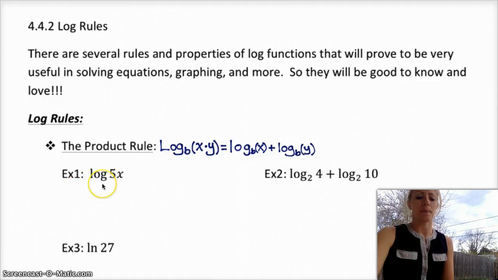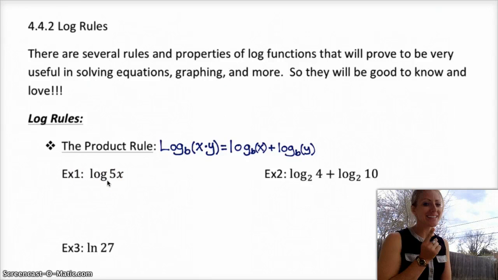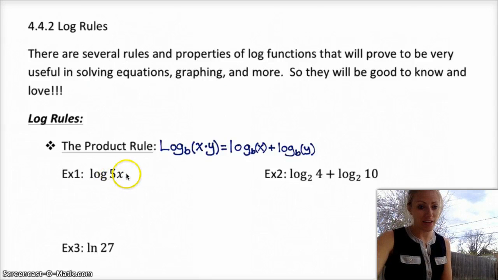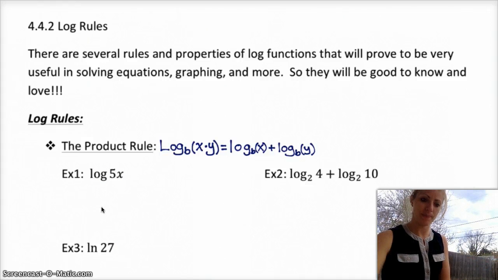The directions for the next couple examples are expand or condense the following logs. This first example is log of 5x. There's a lot of things missing there. There's no base, which means it's what kind of log? You got it, it's a common log. And then 5x means it's multiplication. So you've got multiplication on the inside, log base 10. If you wanted to split that up, you could make that log of 5 plus log of x.